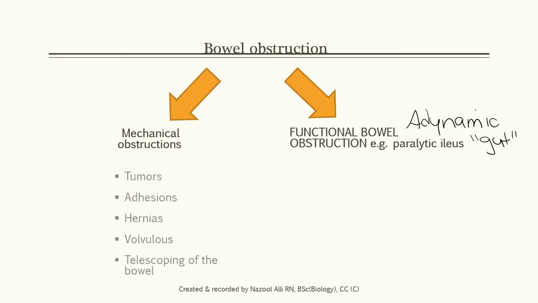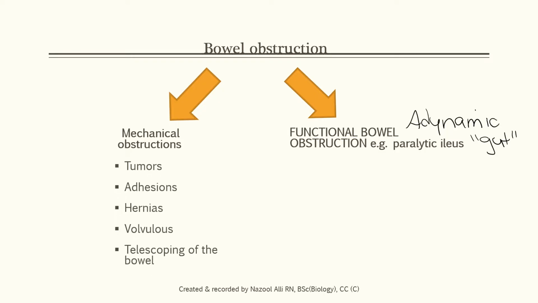Causes of mechanical obstruction include tumors, adhesions, hernias, volvulus, or a telescoping of the bowel. And this will all be discussed on the next slide. So something is physically present that is causing the obstruction or occlusion within the GI tract.